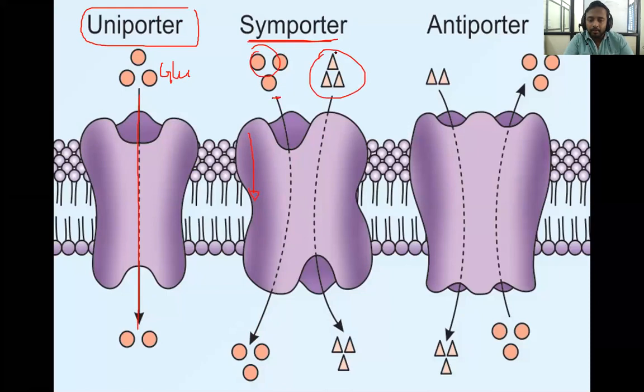So symport means both molecules move in a single direction. Antiport means two different molecules are crossing opposite to each other. One is coming in, the other is going out of the cell. So they are anti to each other. This is the classification based on the direction of the molecule.